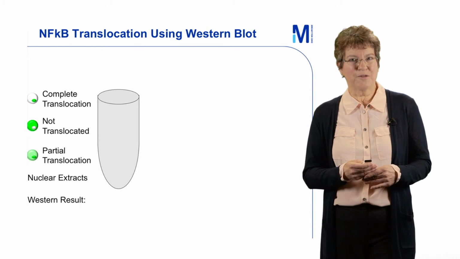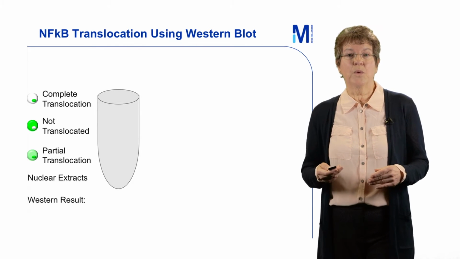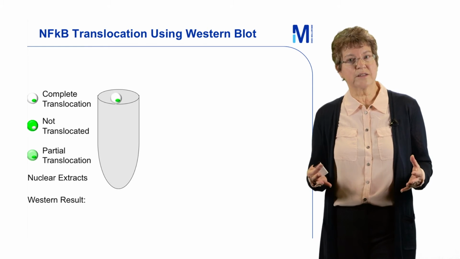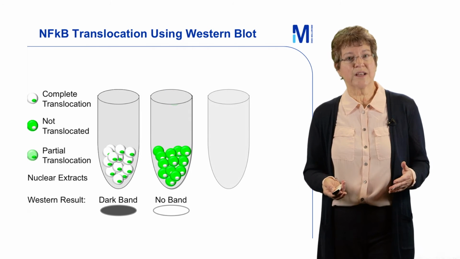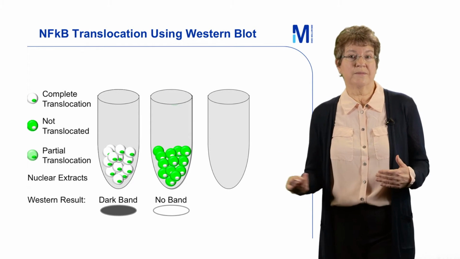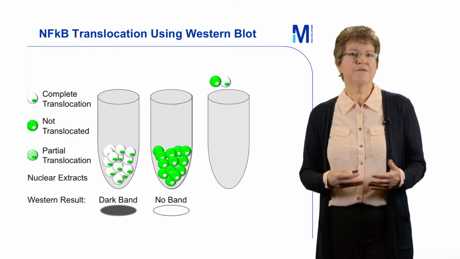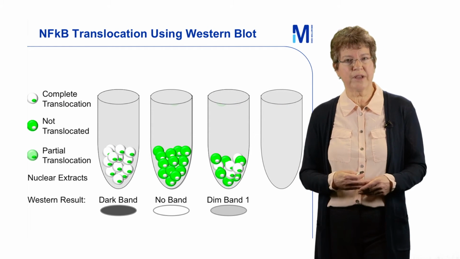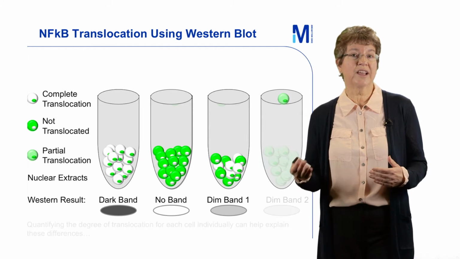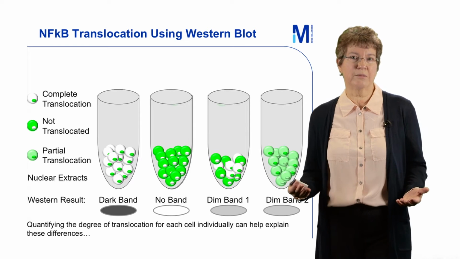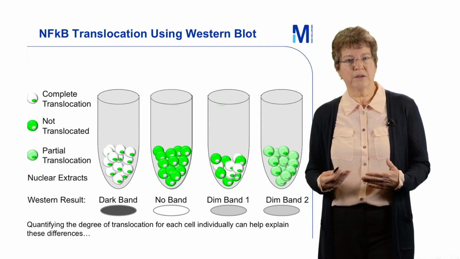So let's talk about the Western blot first. There's several outcomes from that Western blot that could happen. When you have complete translocation of all your cells, you're going to get a very dark band. When you have no translocation in any of your cells, there's going to be no band. If you have partial translocation, there's a couple of different outcomes that could happen. You could have 50% of your cells translocating all of their NFkB into the nucleus and get a dim band, or you could have 100% of your cells translocating half of their NFkB into the nucleus and get that same dim band. It's hard to tell what the difference is on the individual cells with that outcome.